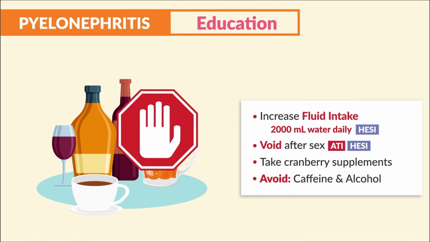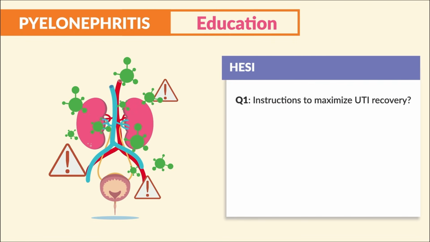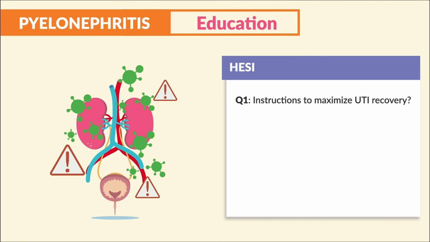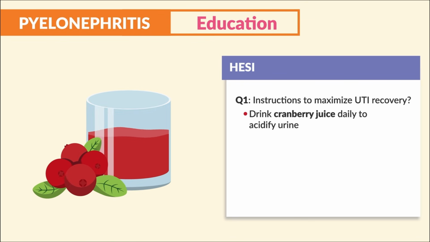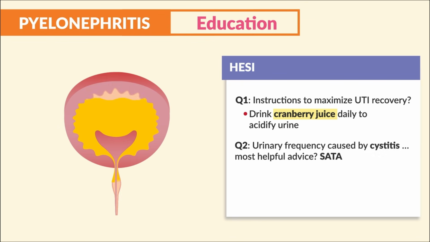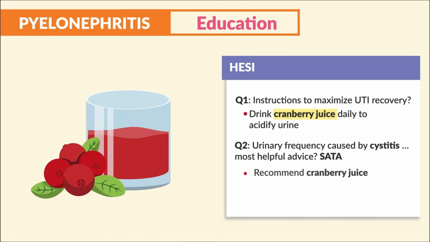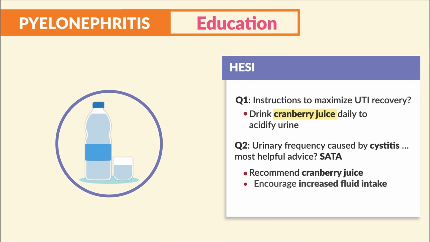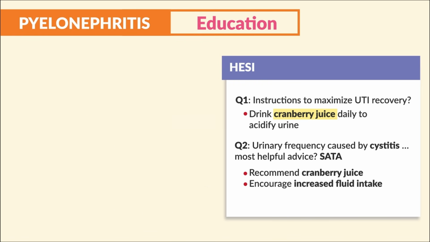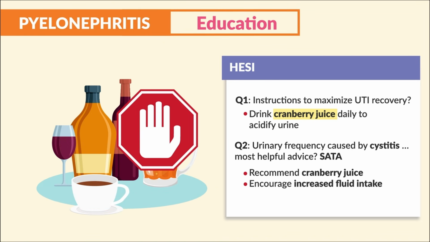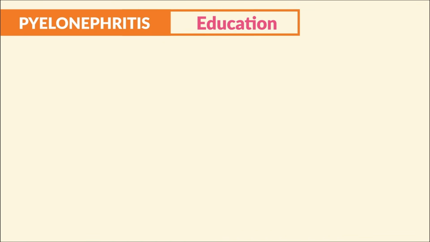So HESI had 2 questions about this. Question 1, instructions to maximize UTI recovery. And the answer is to drink cranberry juice daily to acidify the urine. And question 2, urinary frequency caused by cystitis, that bladder infection. The most helpful advice, select all that apply. So we recommend cranberry juice, encourage increased fluid intake, and discourage coffee, tea, cola, and alcohol to avoid that acidic urine.